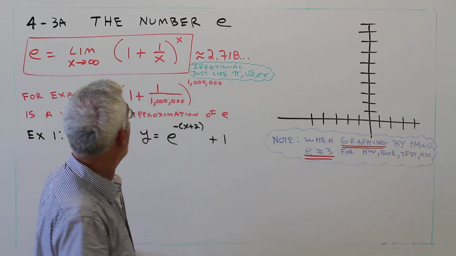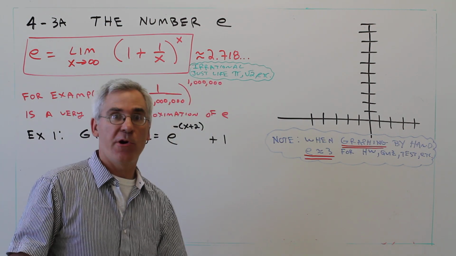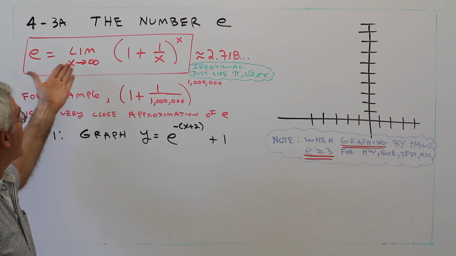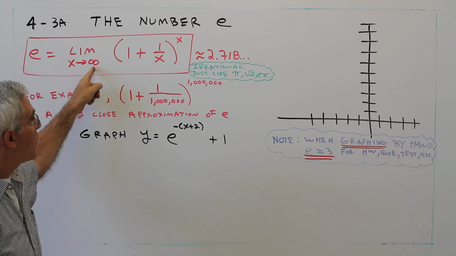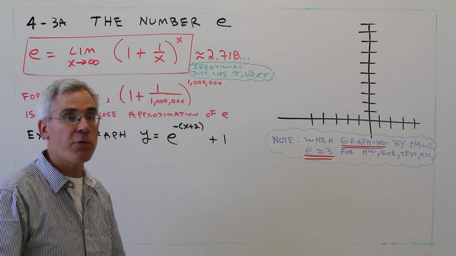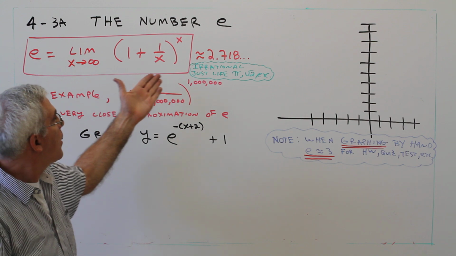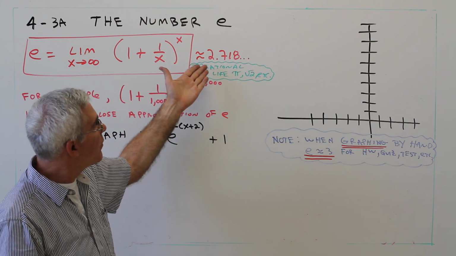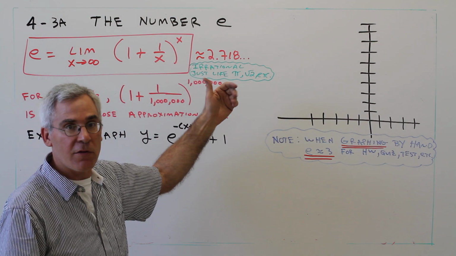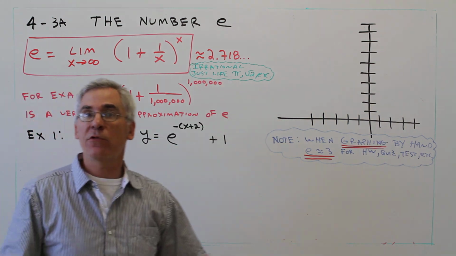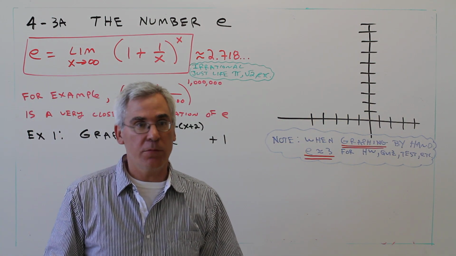This is lesson 4-3a, the number e. First, let's define e. e is the limit as x approaches infinity of (1 + 1/x)^x. The decimal approximation is about 2.718, etc. It goes on forever. It's an irrational number just like pi or the square root of 2.